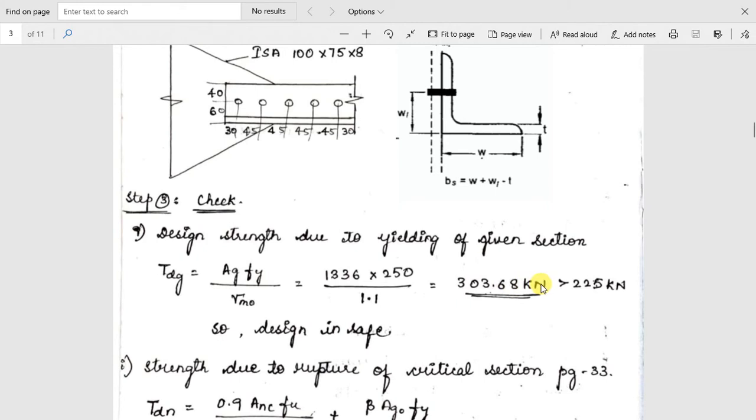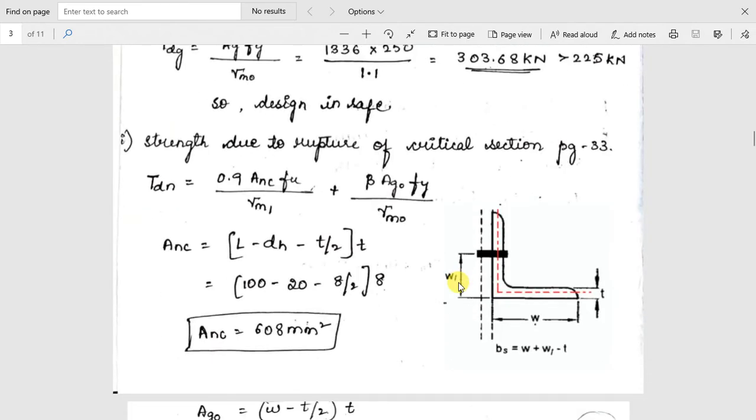So how do you decide that it is safe or not? See, T_dg, that means the strength of this particular angle, ISA 175 by 8 mm, can take a load of 303.68 kilonewton without yielding. That's the meaning. So now the load acting is 225 and the capacity is 303.68. Hence the chosen angle is safe against yielding. So there are two checks remaining. Let's move on to the next check.